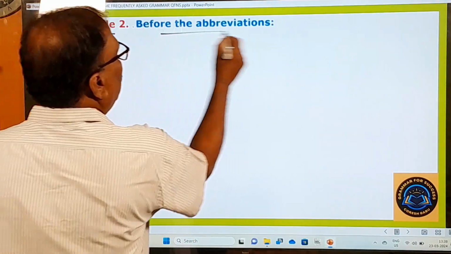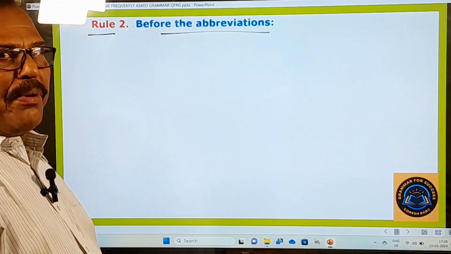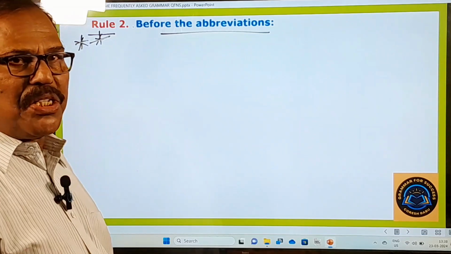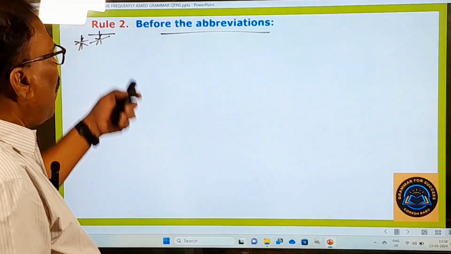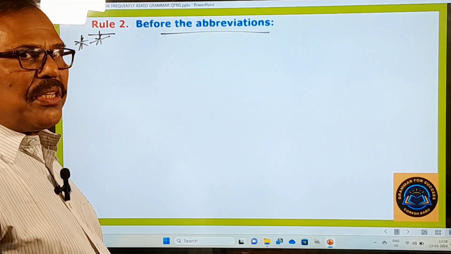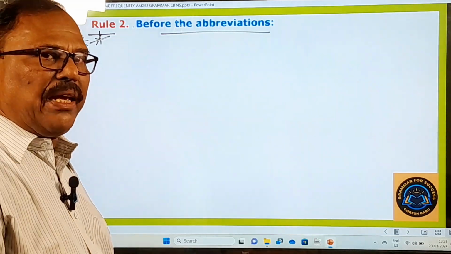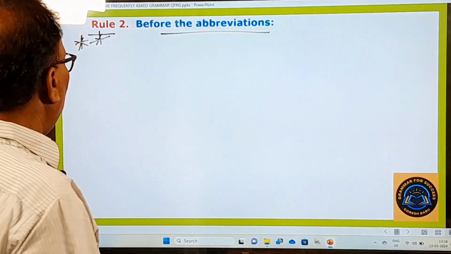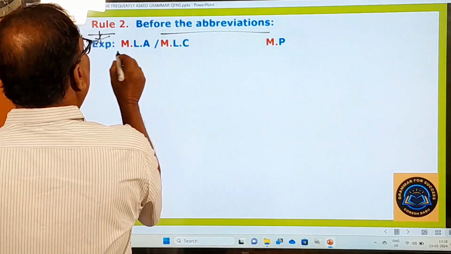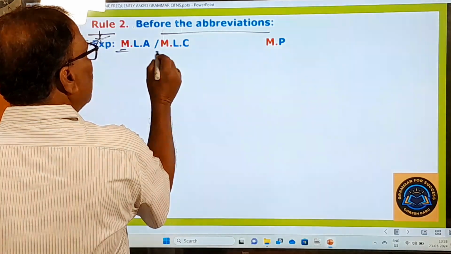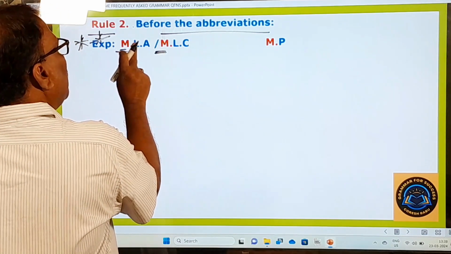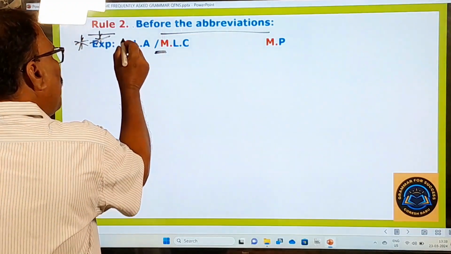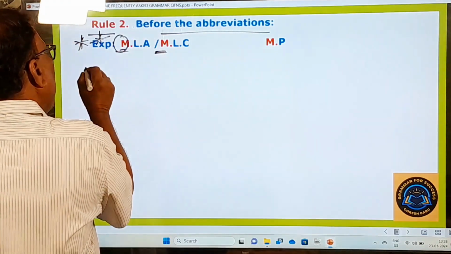Rule 2 is there. Before the abbreviations, this is also going to be very, very important from your DSC or TET examination point of view. And before the abbreviations also, we have to use either a or an. What to use before the abbreviations? Let us see that. Yes, here you pay attention. MLA is there. MLA means a member of legislative assembly or member of legislative council or member of parliament. So in this abbreviation, we are pronouncing this M as "em".